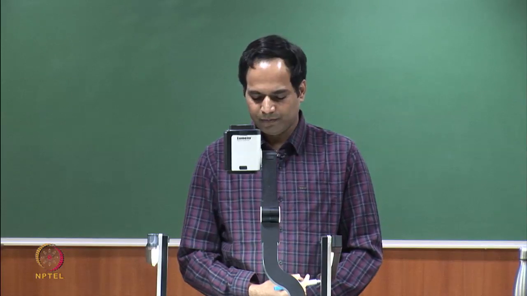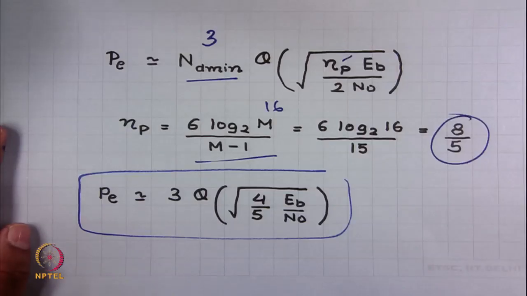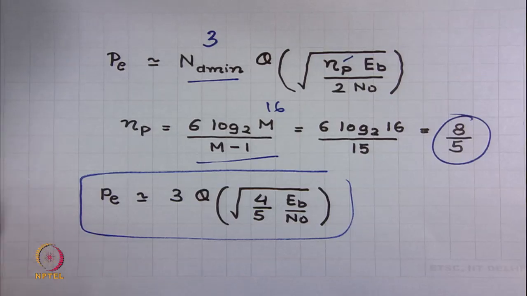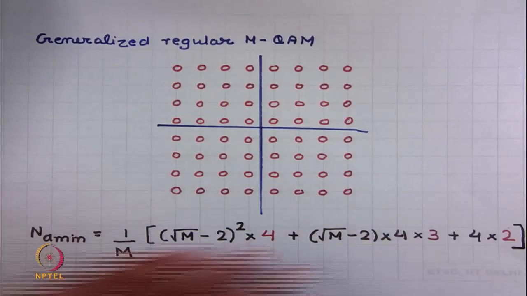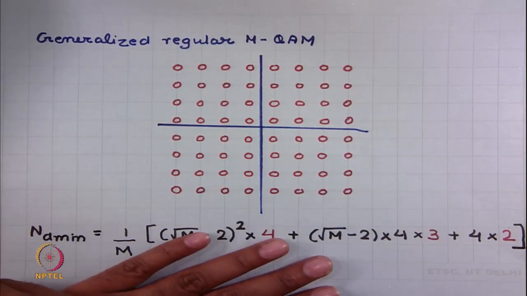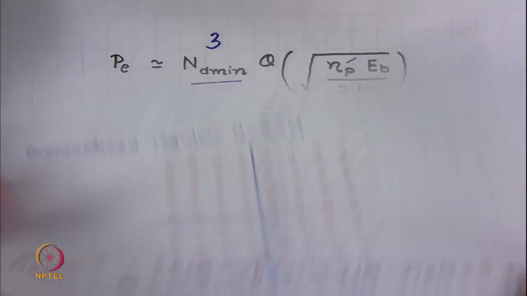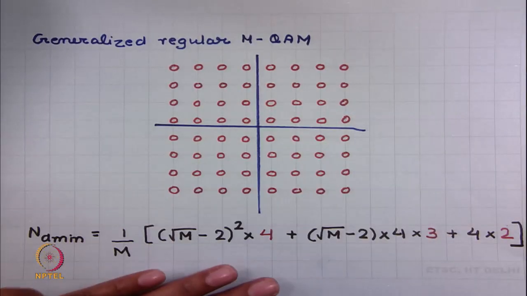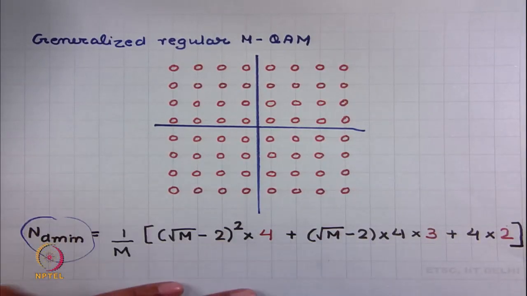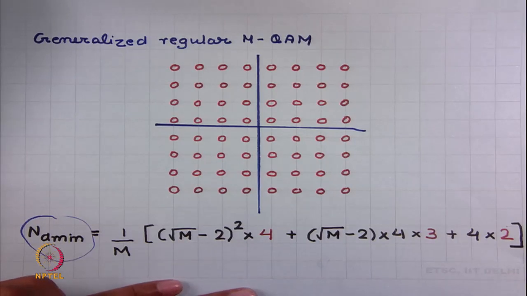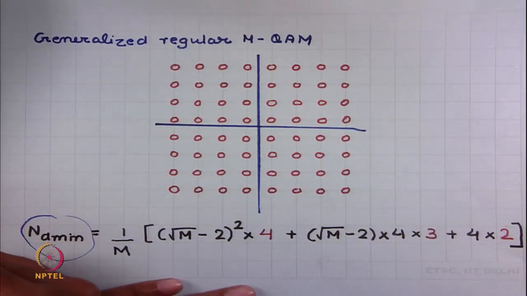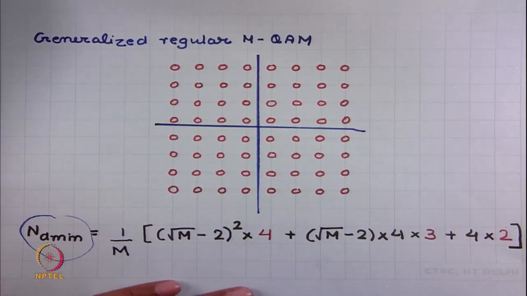You can easily calculate the number of nearest neighbors, and you can easily calculate the power efficiency, and you get an approximated value of probability of error for 16-QAM. Can we generalize this for any M-QAM? We have already generalized the power efficiency for any M-QAM. Now, we want to find or to generalize the n d minimum for any M-QAM. Okay. And of course, we always assume that we have regular QAM constellations.